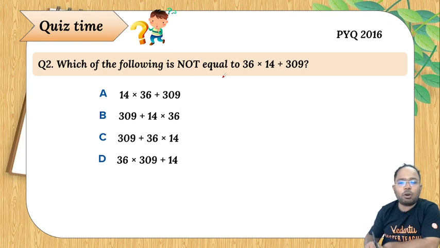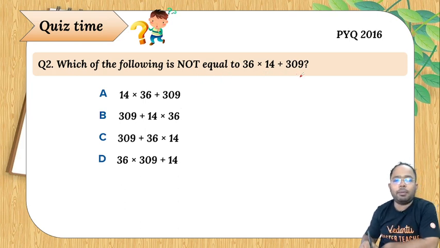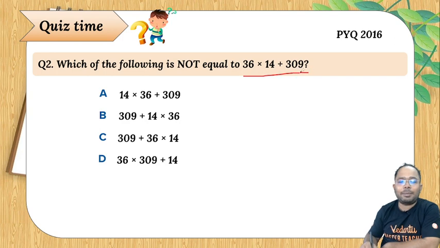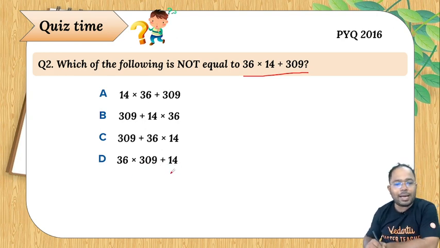Which of the following is not equal to 36 into 14 plus 309? So this has been expressed in different ways in the options. You have to choose the way which is incorrect. First is 14 into 36 plus 309. Second is 309 plus 14 into 36. Third is 309 plus 36 into 14. And the fourth is 36 into 309 plus 14. Which one will not give the correct answer?